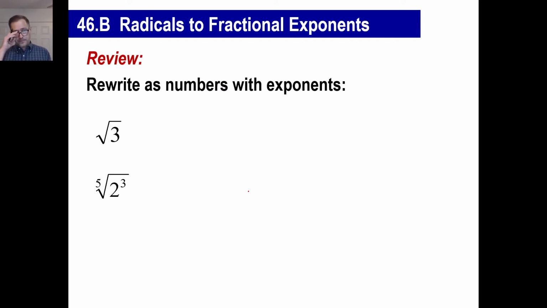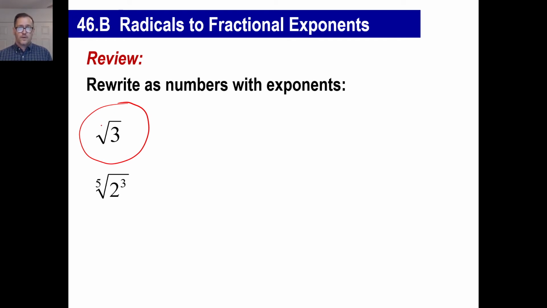Look at this. Rewrite these as numbers with exponents. Now, look at this first one. There are 2 numbers missing in this that you could stick in there. They're not there, but you instinctively already know that they're there, right? Well, first off, that's the square root of 3, right?